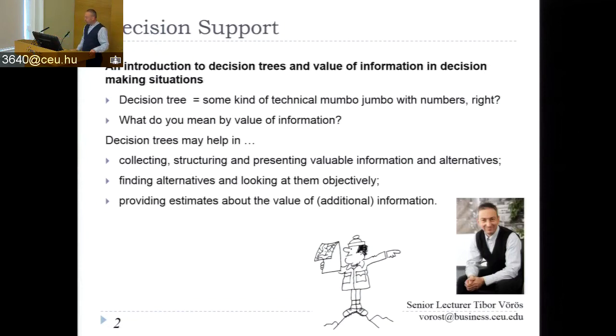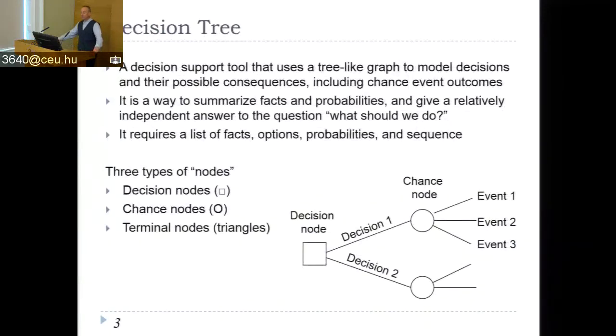So without further ado, I will jump into decision trees. Let's introduce what decision trees are. As you can see down there, effectively they are a tree-like structure, a tree-like graph. The idea is that they help you to write down the various decision pathways. As you can see, we have nodes. The first node is a square node.